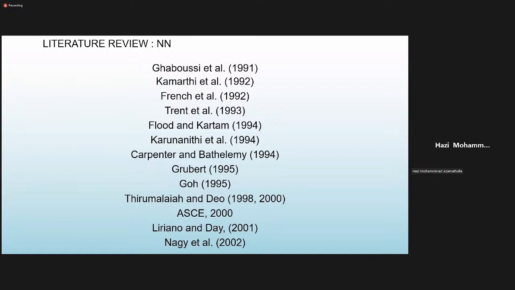They have done sediment concentration and suspended load, and they predicted it. That's why these are very good papers, so you can refer to them. Okay, next slide, please.